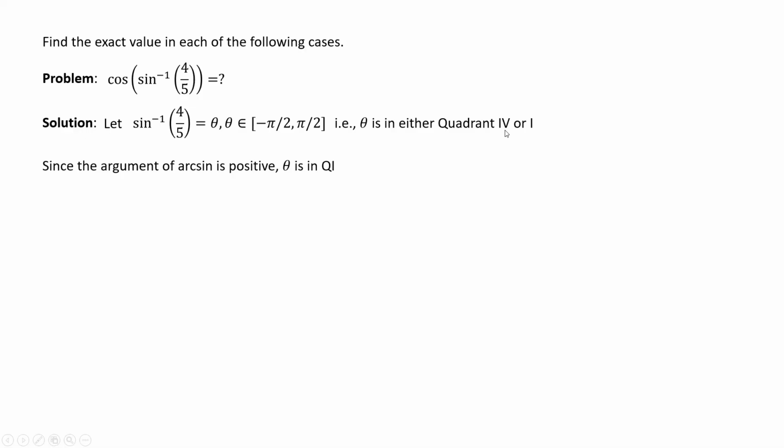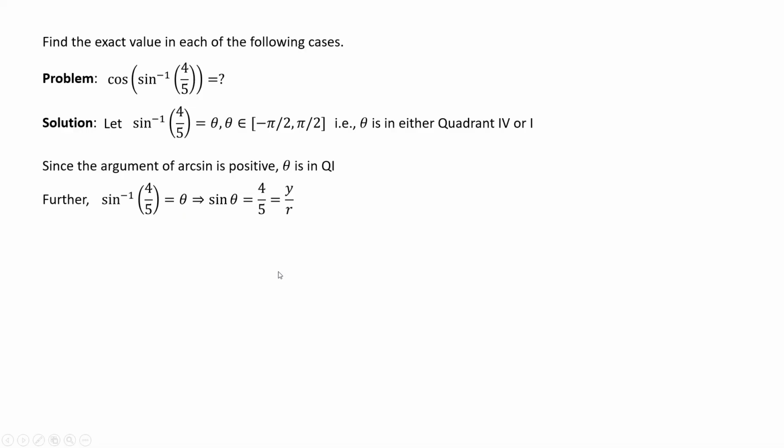It has only two possibilities, fourth or first, but because it cannot be in the fourth, it must be in the first quadrant, and sure enough, sine of an angle in the first quadrant is positive. You see that? Further, sine inverse of 4/5 equals theta implies sine theta must be 4/5. That's the very definition of a sine inverse function: f inverse of x is equal to y if and only if f of y equals x. When we say sine inverse of 4/5 equals theta, we can confidently say that sine theta must be 4/5.